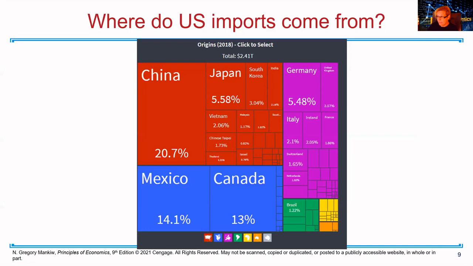Where do U.S. imports come from? Again, the higher the percentage. And notice the number one place is China. That's why, particularly with COVID and some of those kinds of things, you did see that was problematic, because a lot of our imports come from China.